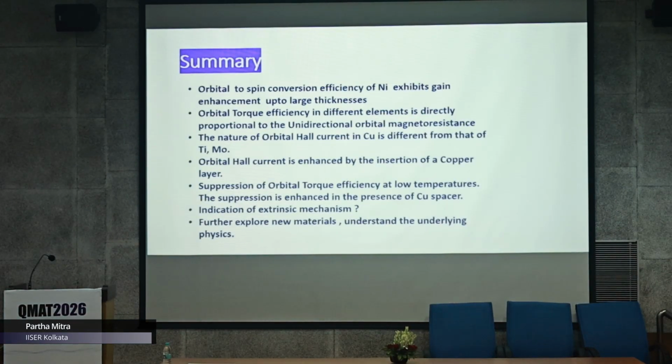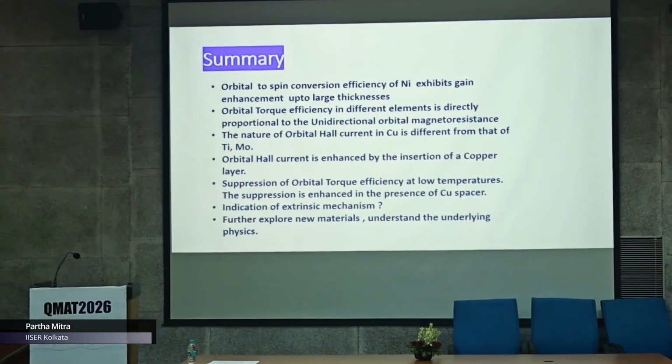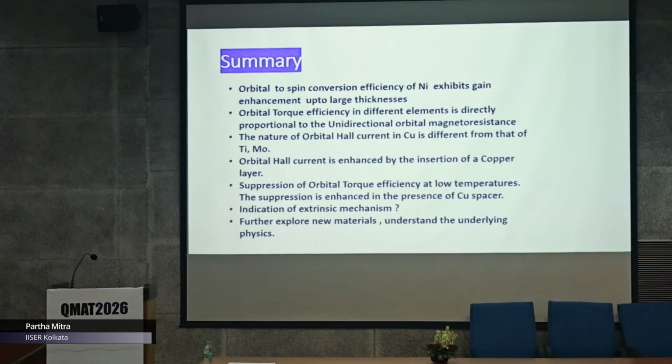So that is all I have to talk about today. This is the summary. We have talked about the orbital to spin conversion efficiency of nickel. The first important data is that even with increasing thickness of nickel, we don't see the saturation that we expected. Now we are not able to go to very high values further because of the problem of not being able to maintain the device integrity, because we end up burning the sample.